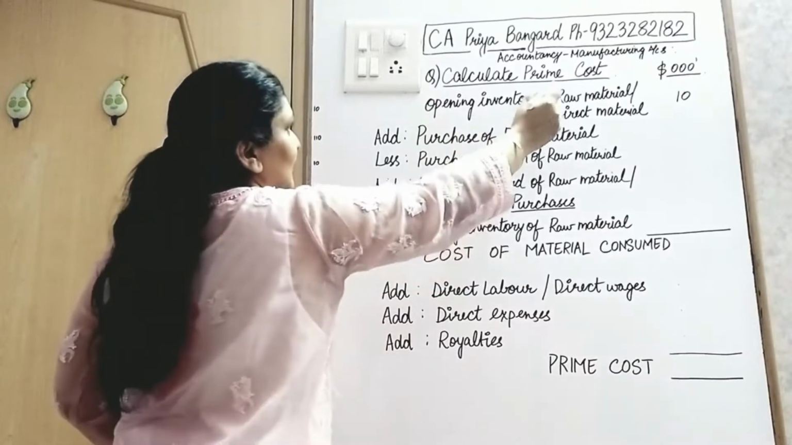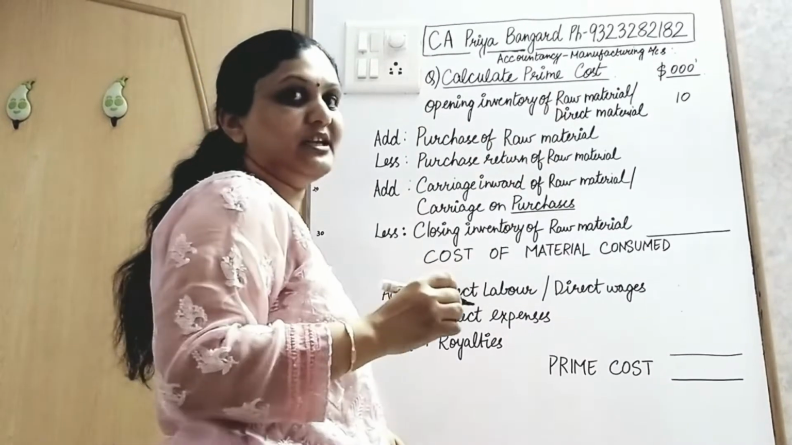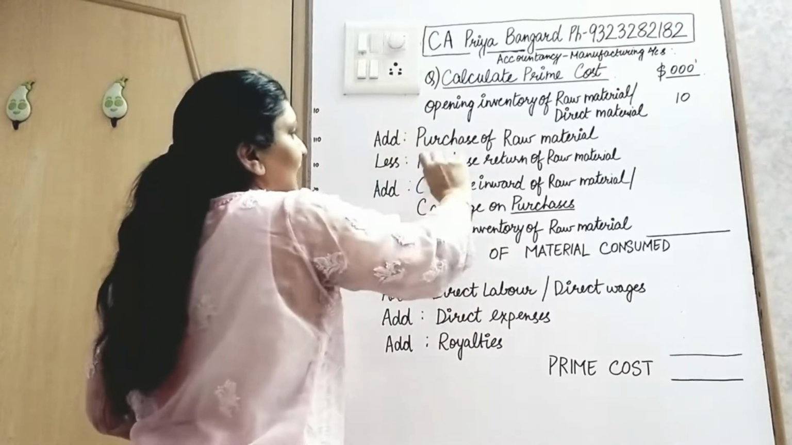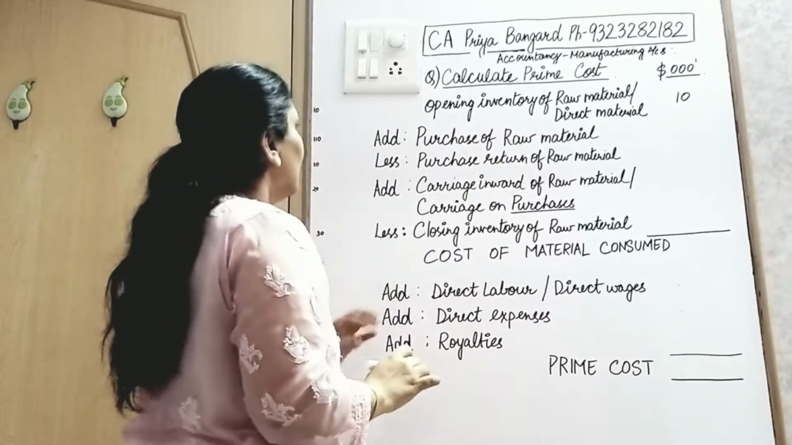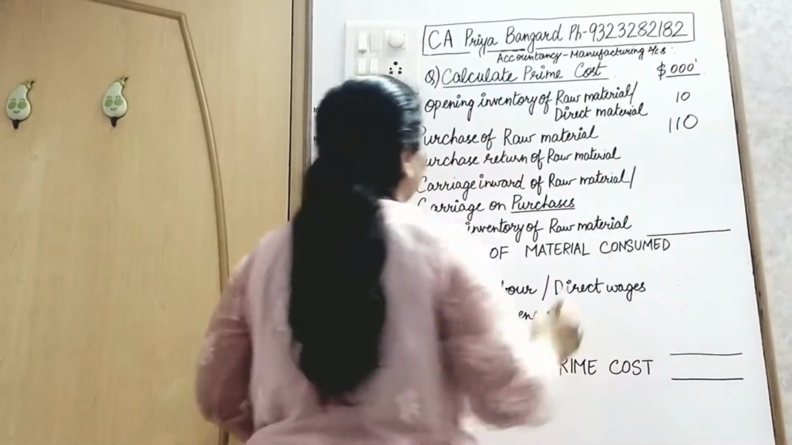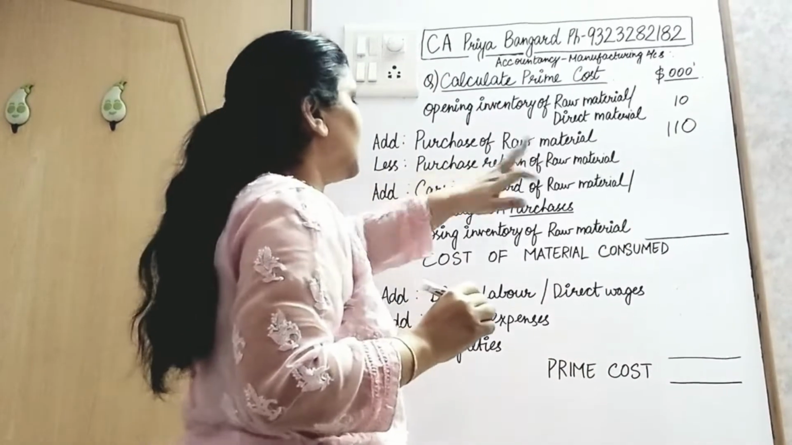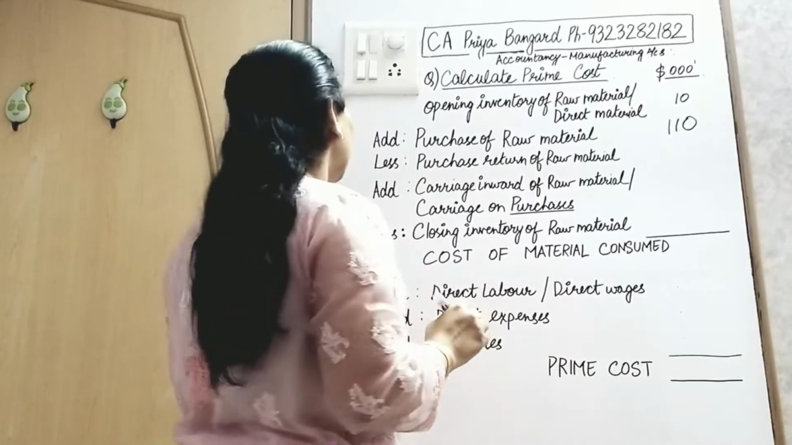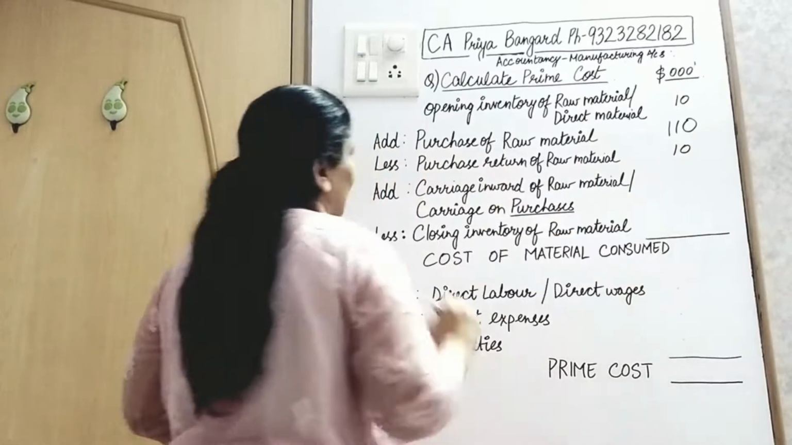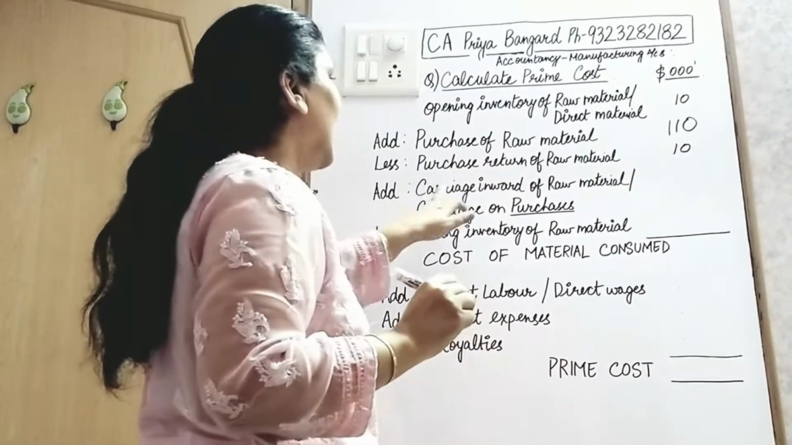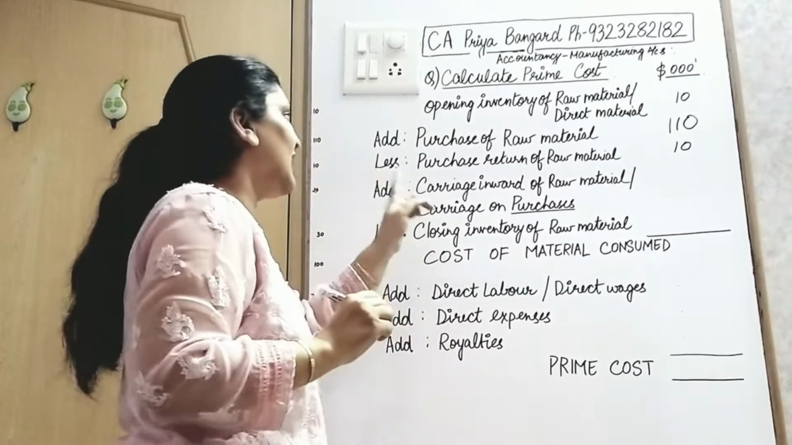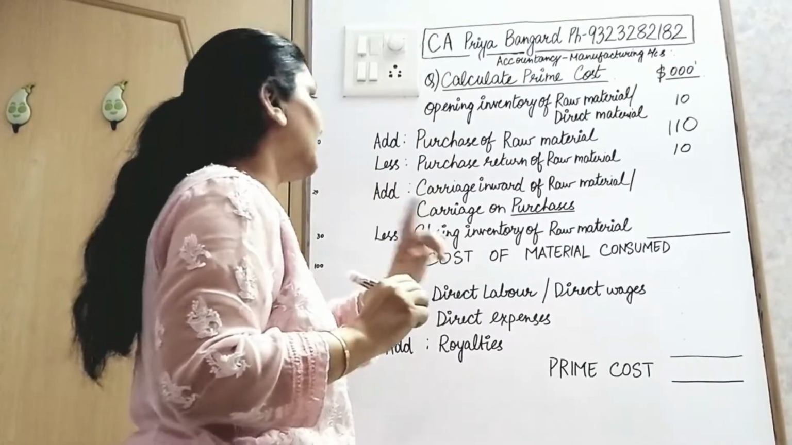So opening inventory of raw material or direct material is, for example, given 10. Now you have to add purchase of raw material. For example, it is given as 110. Less purchase return of raw material, if any. Say in the question it is given as 10. So you are subtracting this. Add carriage inward of raw material. Carriage inward ही add करना, carriage outward मत लेना.